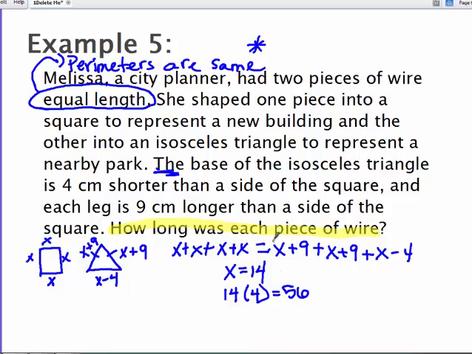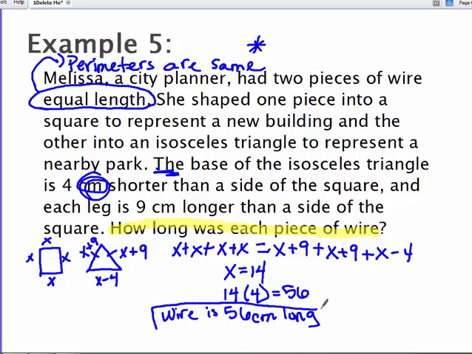Now 56 what? The wire is 56. Here's our unit, centimeters long. So our piece of wire is 56 centimeters long, a very specific labeled answer.